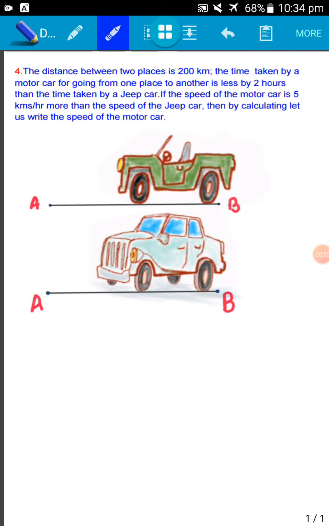The distance between two places is 200 kilometers. So in this diagram I have shown the distance by the line segment AB. So AB equals 200 kilometers. The time taken by a motor car for going from one place to another is less by 2 hours than the time taken by a jeep car. So the motor car is taking 2 hours less than the time taken by the jeep car.